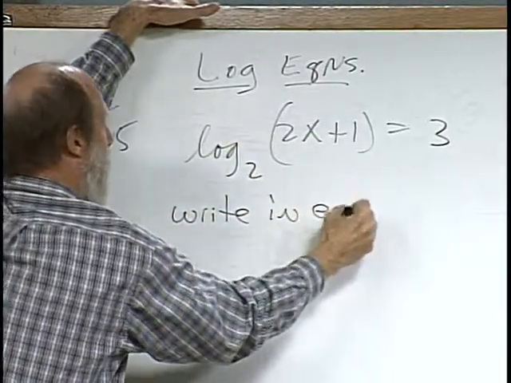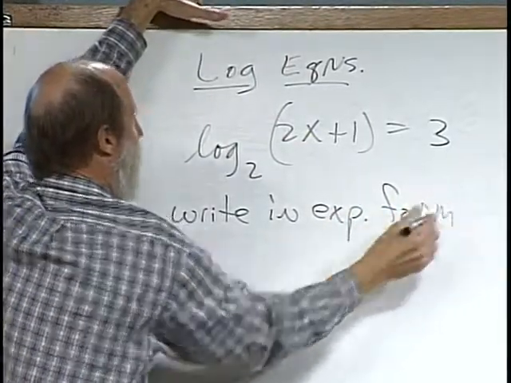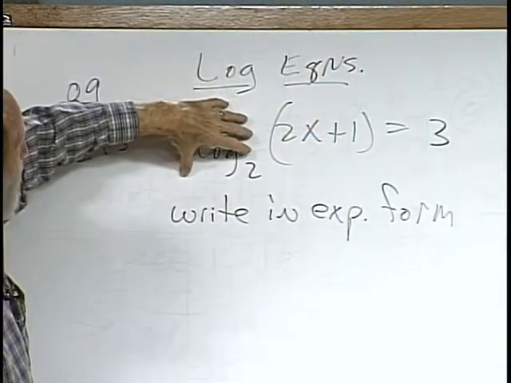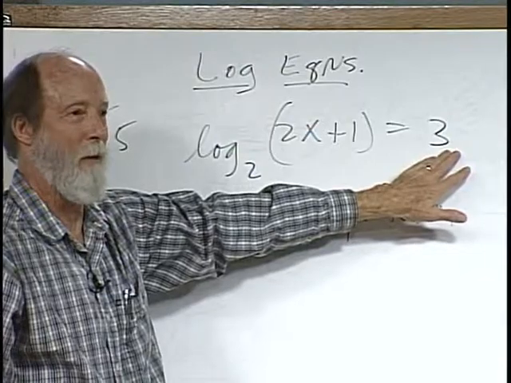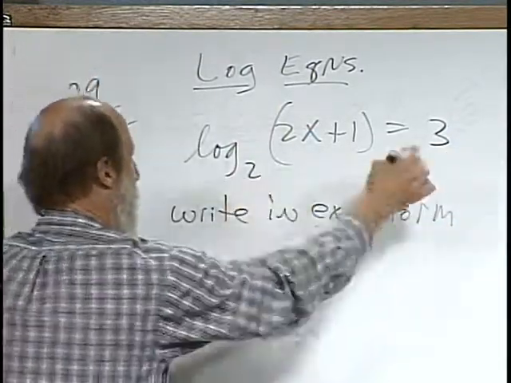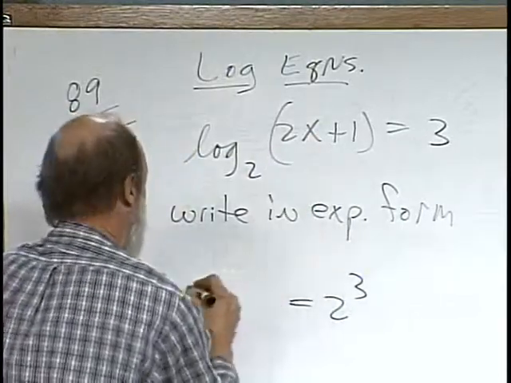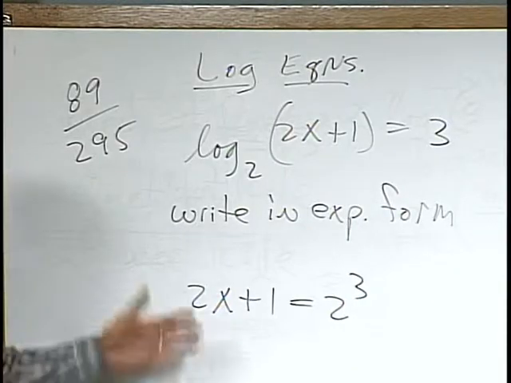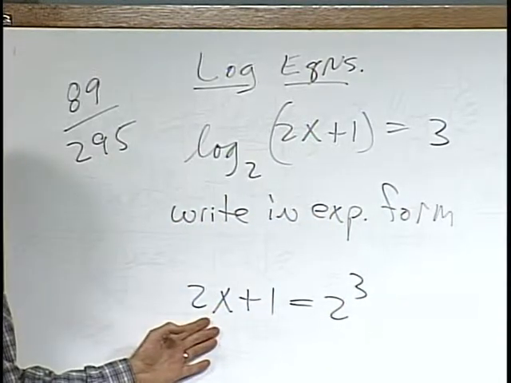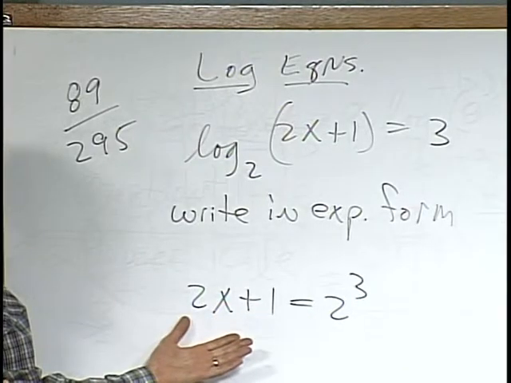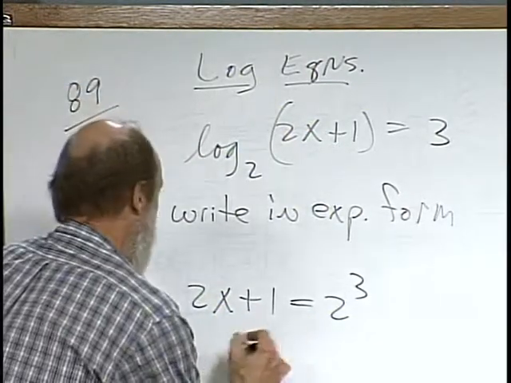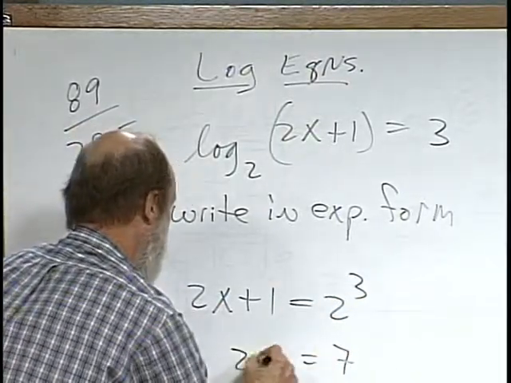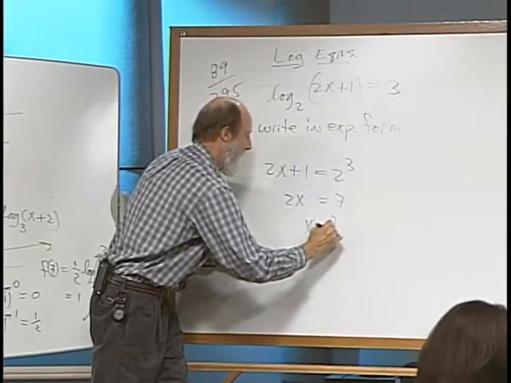Write in exponent form. Remember I said earlier, there's two ways of writing these things. Once you've got the logarithm isolated, you know what the exponent is. It happens to be 3. And the base is 2. So 2 to the 3 is equal to 2x plus 1. You write the equation in exponent form, and this takes you back to a linear equation in one variable, beginning algebra. So this is 8 on the right, you move that over and you get 7, 2x equals 7, x equals 7 halves.